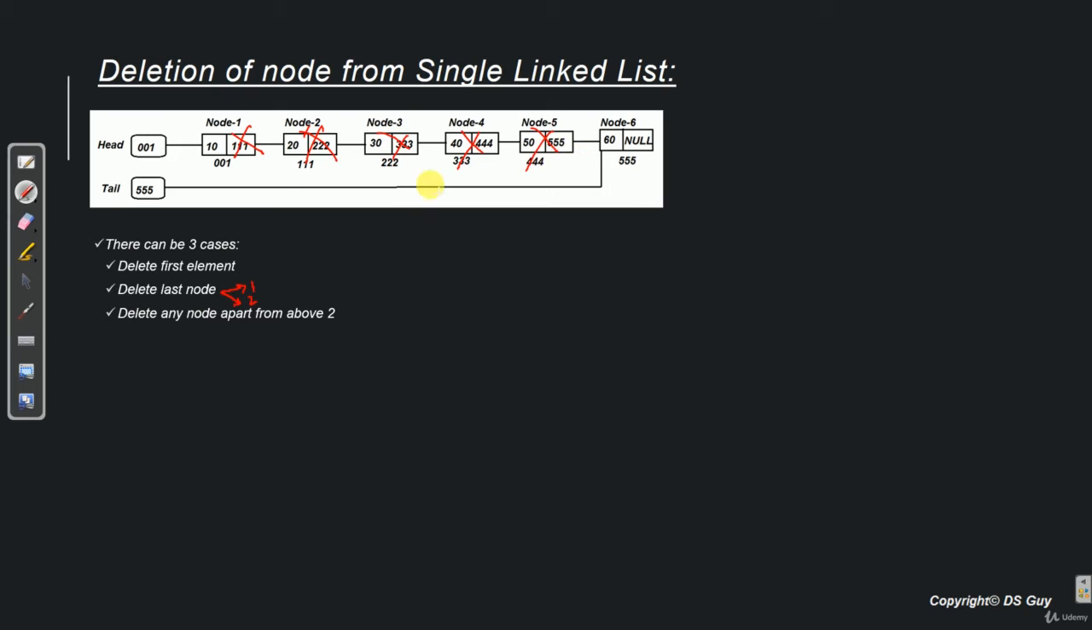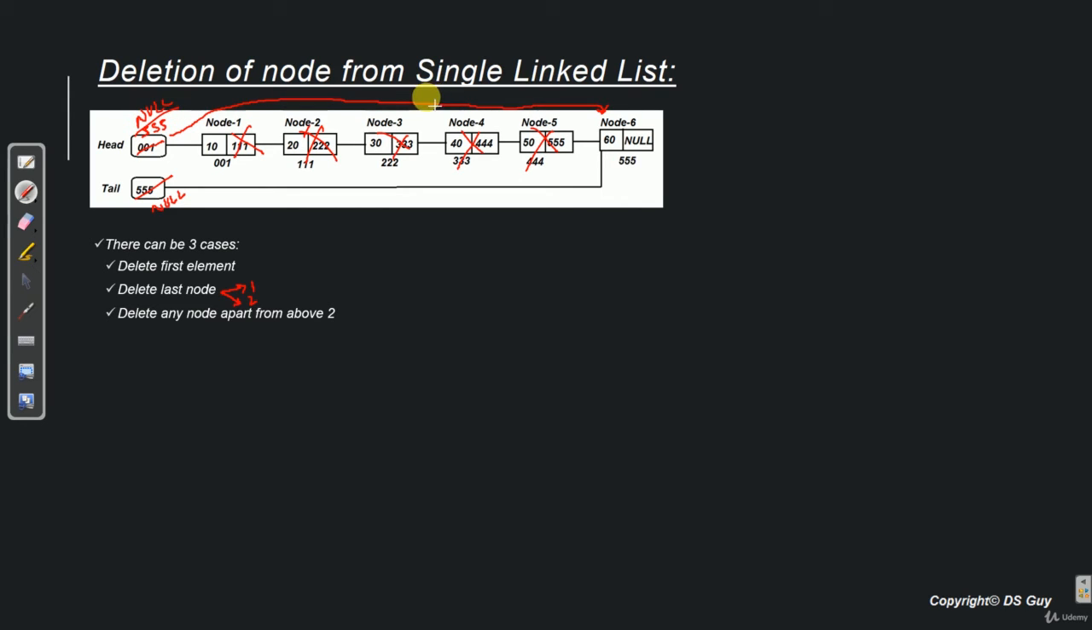So in that case, head would have been pointing to node 6, which is 555. So there was a link between head and node 6. Now in this case, all that we have to do is we have to update both head and tail with null. So we insert a null over here and again we insert a null over here.